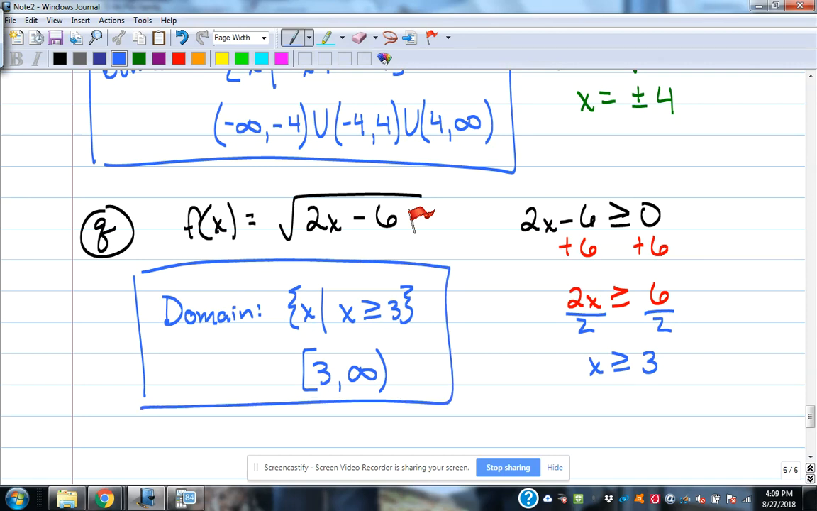Okay. So whatever's underneath the square root, set it greater than or equal to 0 and solve. And that's going to get you what works for that problem, the actual domain.